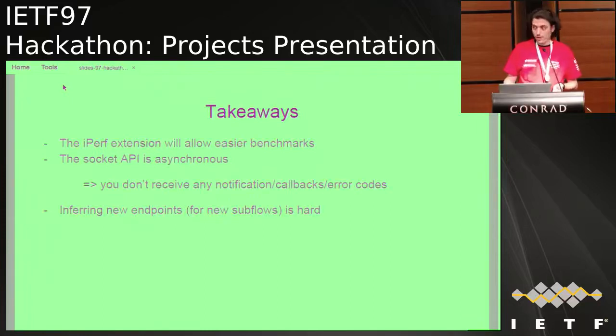Also, inferring new endpoints from the library perspective was difficult. So which IP to use when you hide everything from the application, sometimes it's difficult to find endpoints.